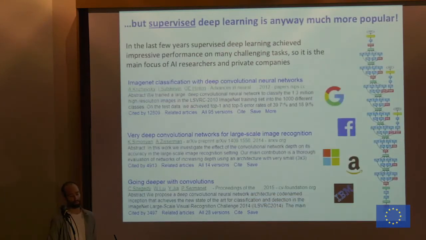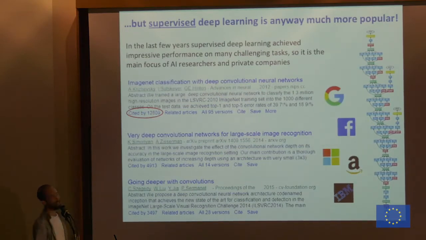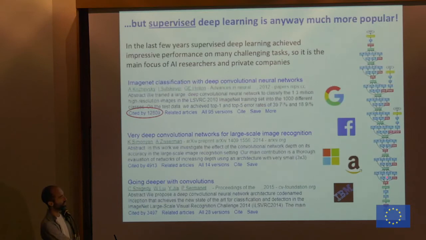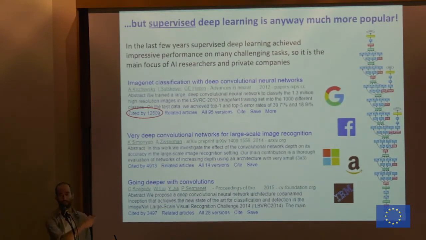Also, let me just briefly say that supervised deep learning is still much more popular than unsupervised. This paper, 2012, has 12,000 citations. It's impressive. How can they do it? All the giants of information technology are using these extremely deep architectures to classify, for example, images or pictures or faces or whatever, because they have a lot of supervised information.